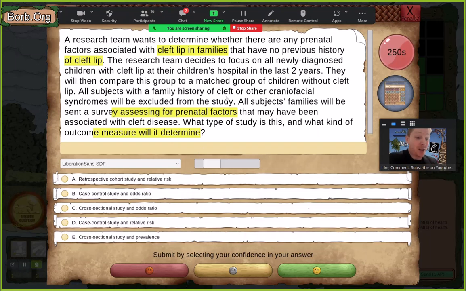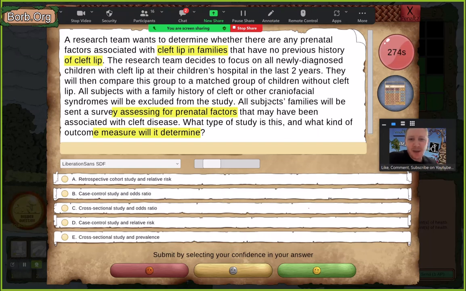So this has nothing to do with cleft lip, in the sense that you don't have to know anything about cleft lip to get this question right. It's really a public health question. So now that I've talked about it a little bit, are you more interested in one answer choice than another? I don't really understand the topic yet. Okay.